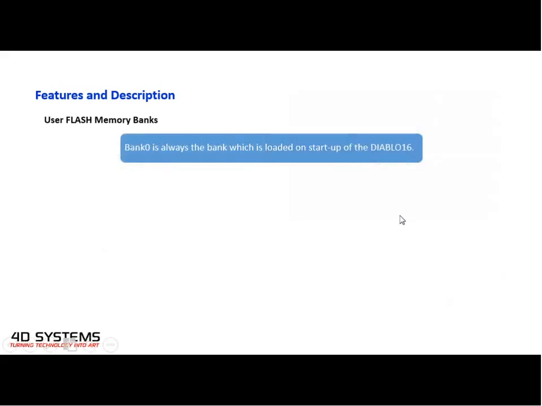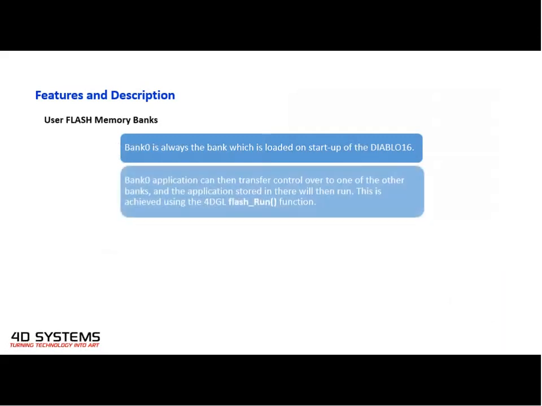Bank 0 is always the bank which is loaded at startup of the Diablo. A Bank 0 application can then transfer control over to one of the other banks, and the application stored in there will then run. So using the 4DGL flash run function, you can achieve the transferring of control from one bank to the other.